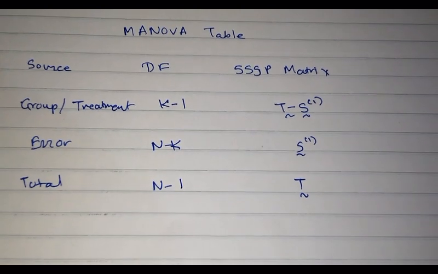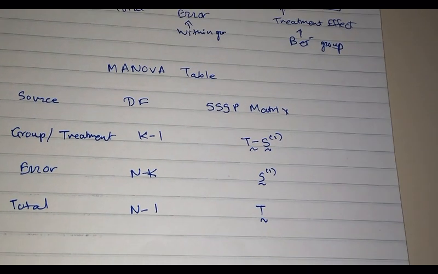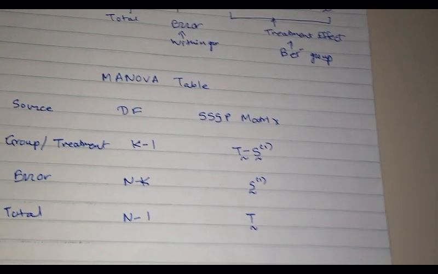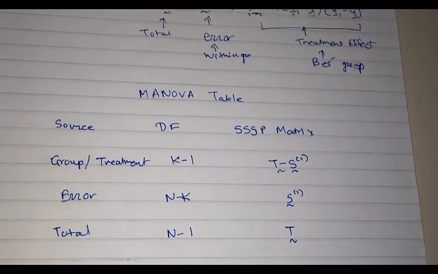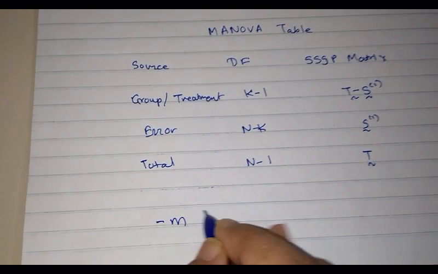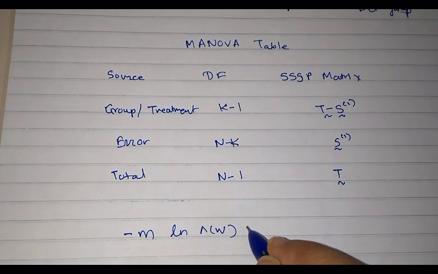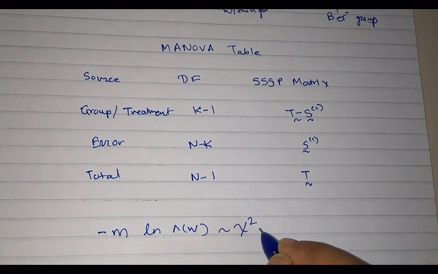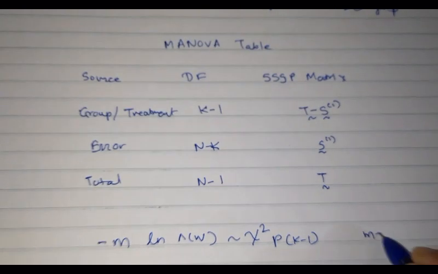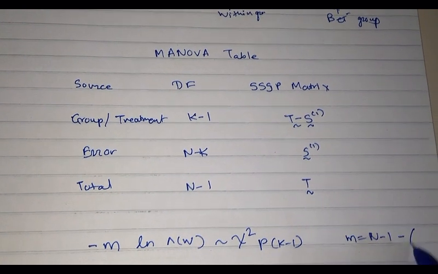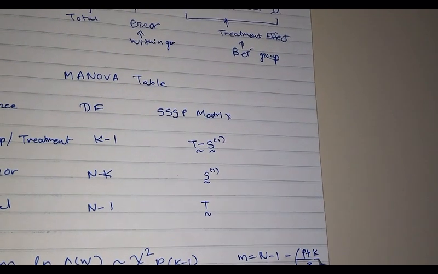The test statistic, actually the exact distribution of the test statistic is quite complicated. It turns out to be product of independent beta random variables with some degrees of freedom. So we won't go into that. But we have some approximations. So one approximation is minus m log of Wilks lambda. So Wilks lambda means you don't have to worry about the power. This follows chi square with p into k minus 1 degrees of freedom. Okay, where m is n minus 1 minus p plus k divided by 2.